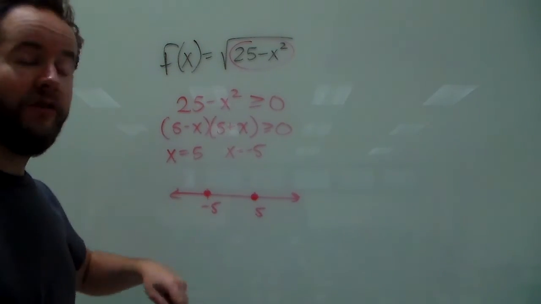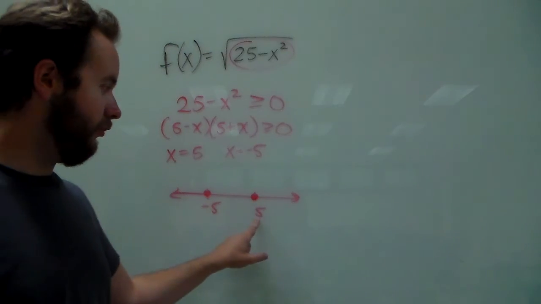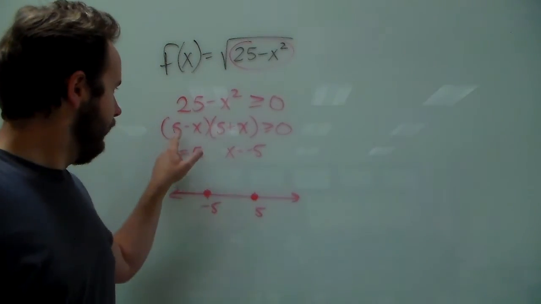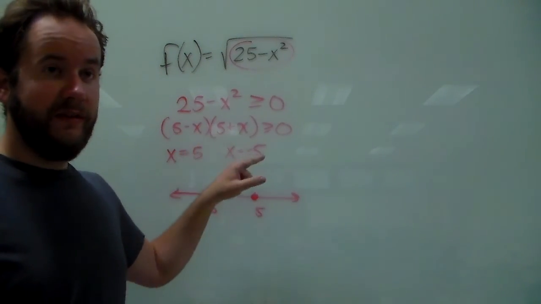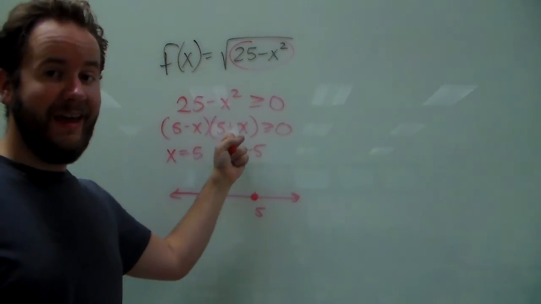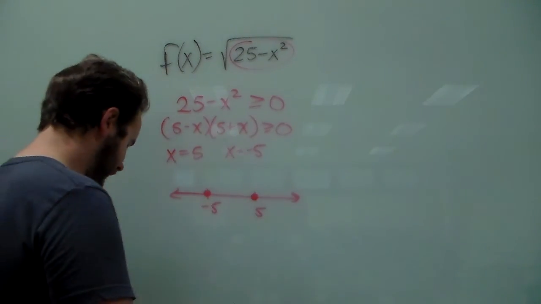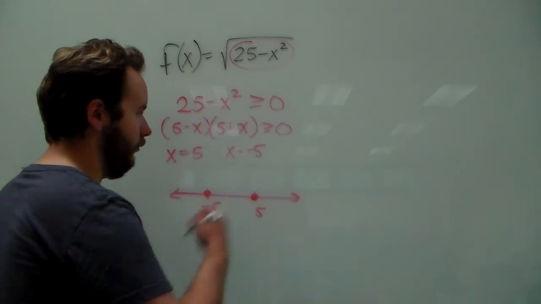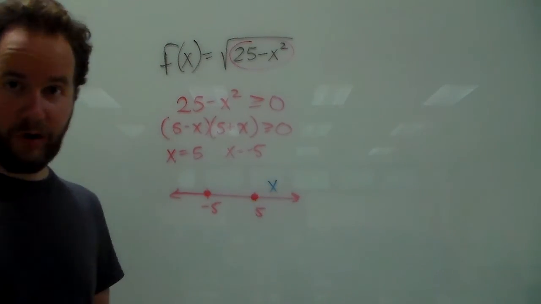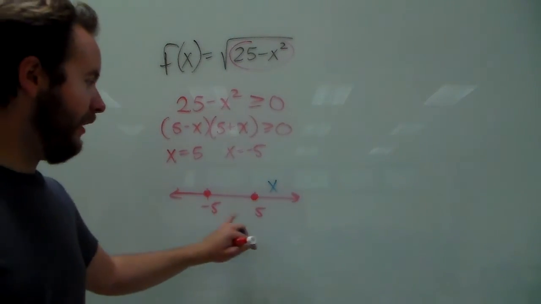Well, you can test intervals or test points. We're going to pick our favorite number larger than 5, like 6. 5 minus 6 is negative, 5 plus 6 is positive. A negative times a positive is a negative, which is wrong. We cannot have that, so we're going to put an X over this interval where we chose the 6. That can't work.